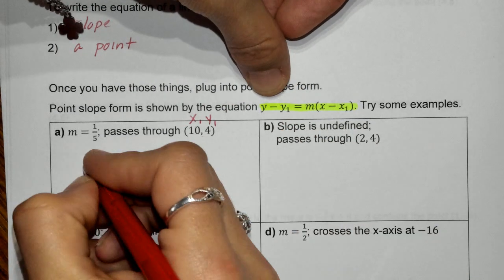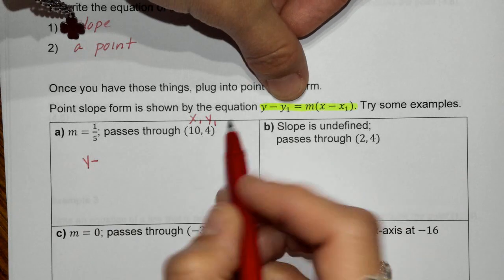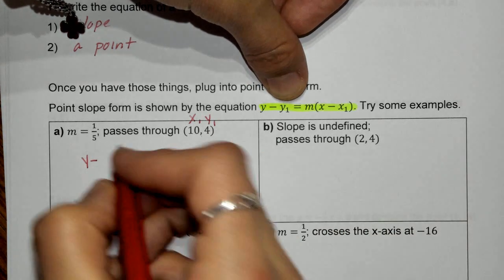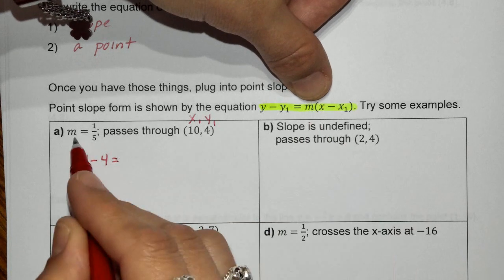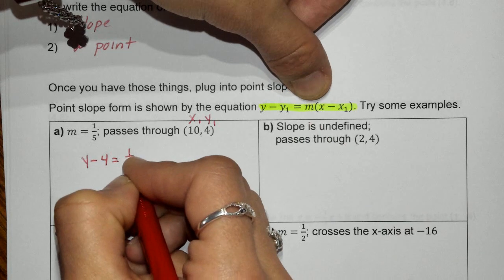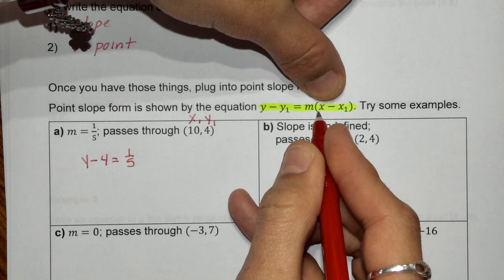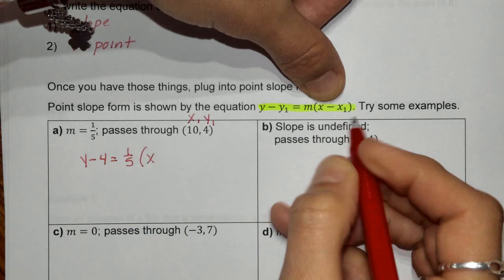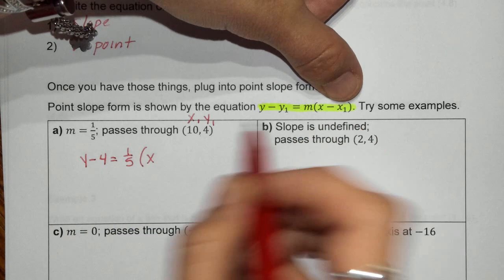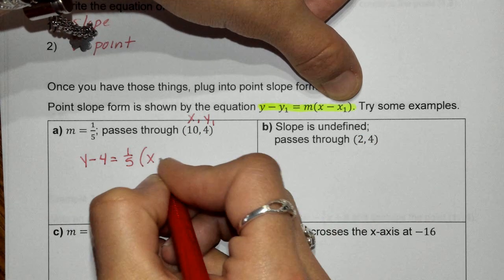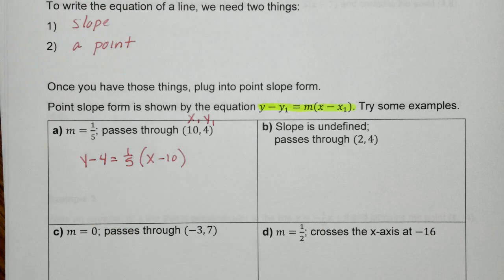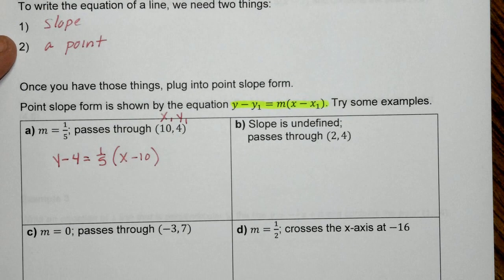So we're going to take y1, the y coordinate that we have, 4, equals, we're going to take m, which we were given, 1/5. We're going to open those parentheses, and we have x minus x1. So we find the x coordinate, and we're going to have x minus 10. And that's it for that problem. Done. Okay? Now, this next one, we have a slope that is undefined.